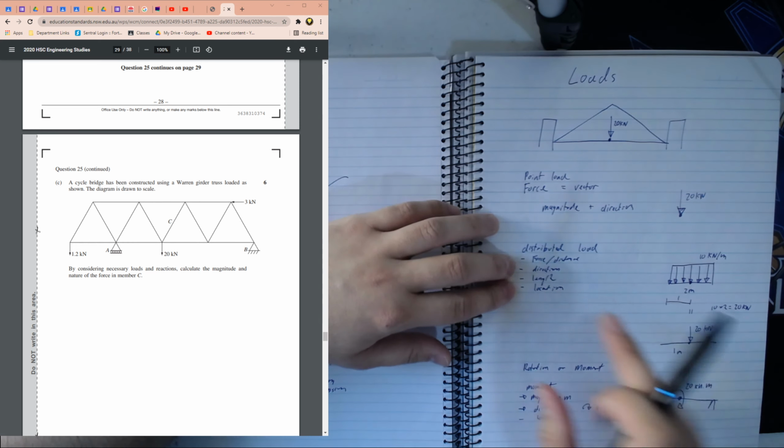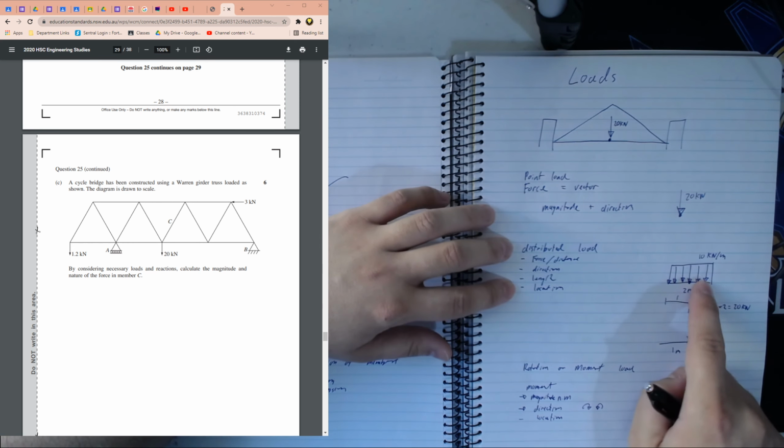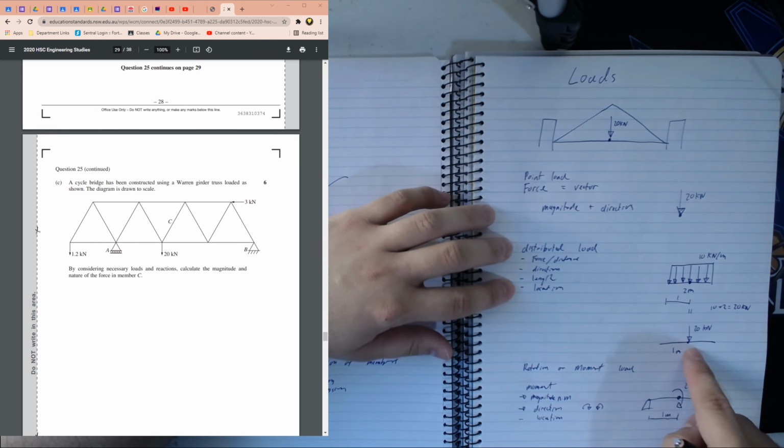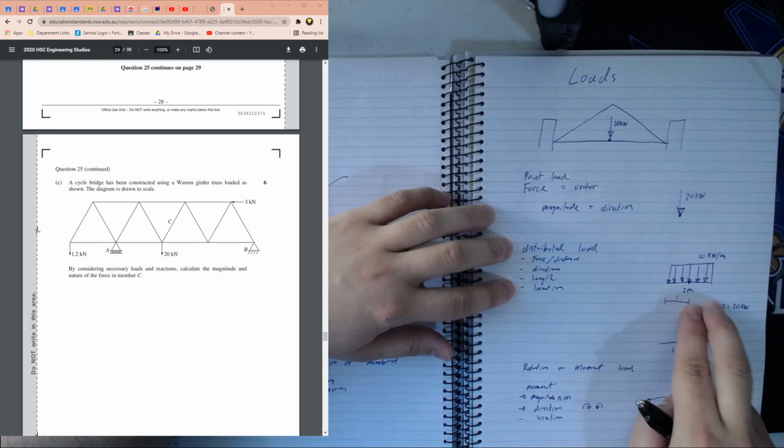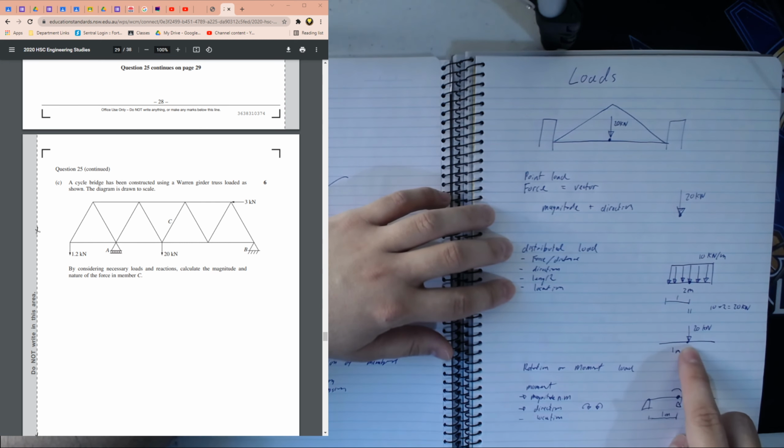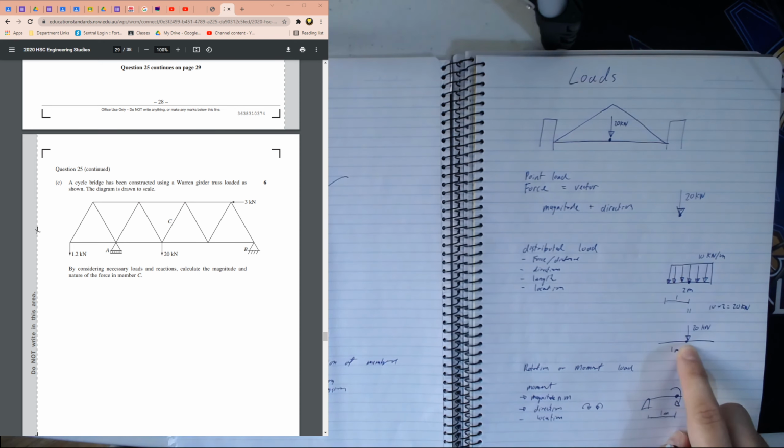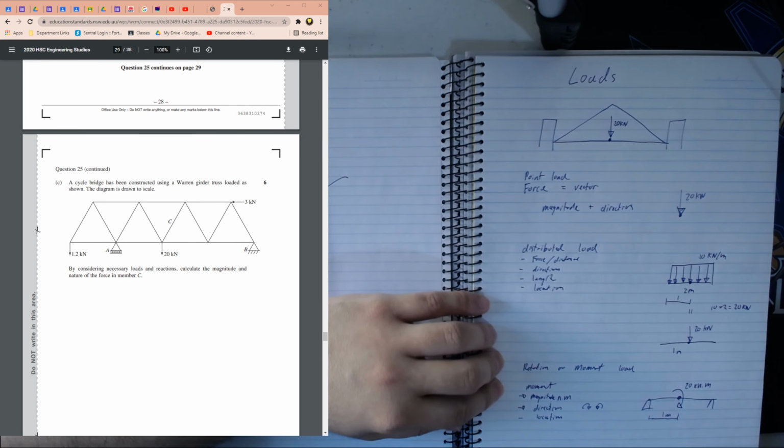If they give us this form of load, we can still simulate it by converting it into a point load. We calculate that it's 20 kilonewtons, and we get the average distance. This is 2 meters long, the average distance is 1 meter in, so that's why in this example we go down by 1 meter.